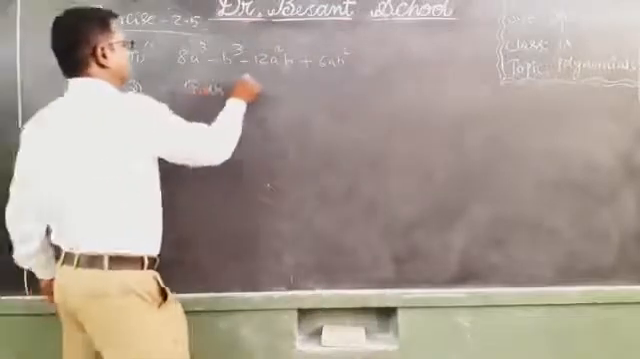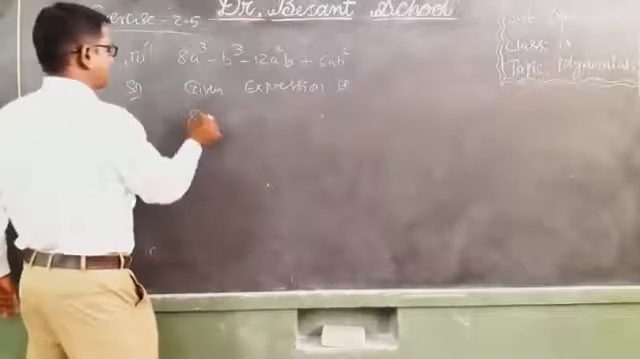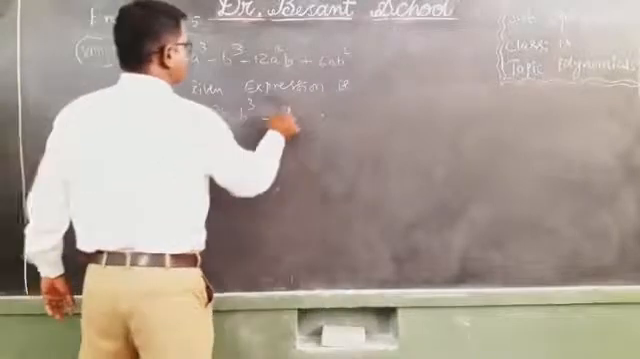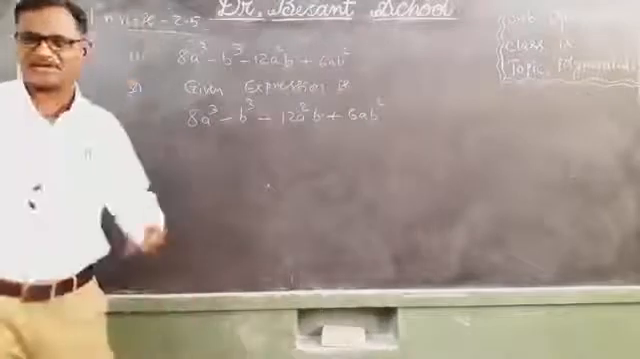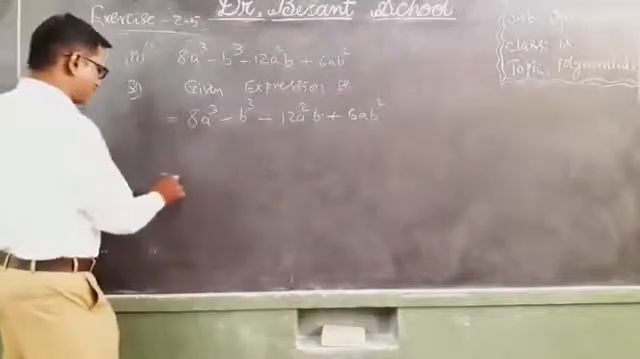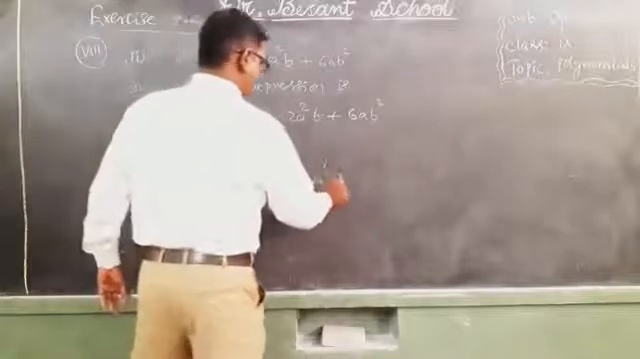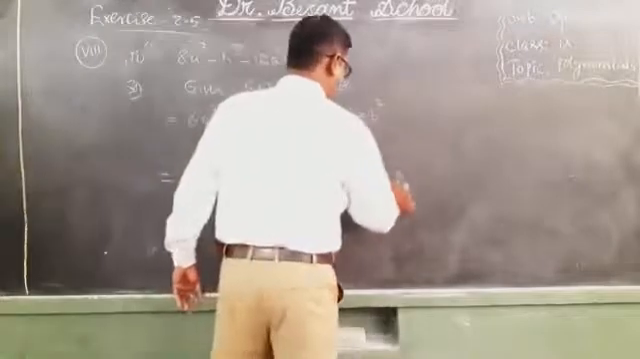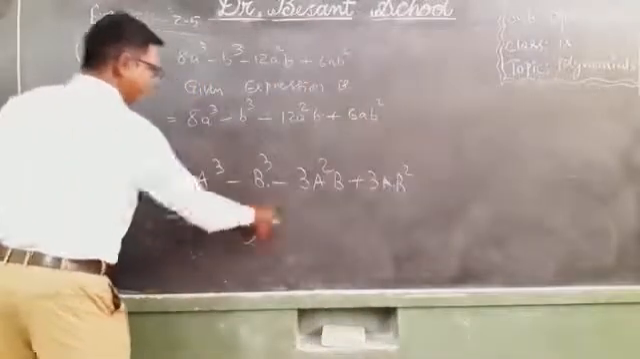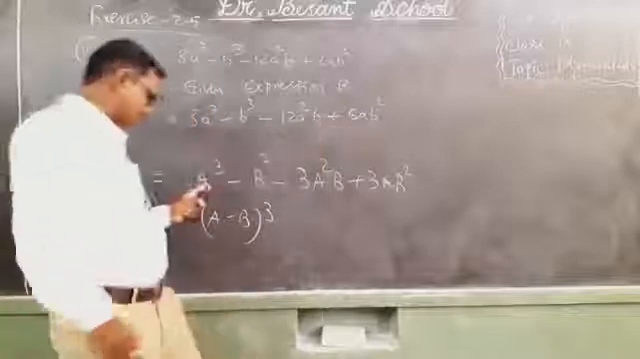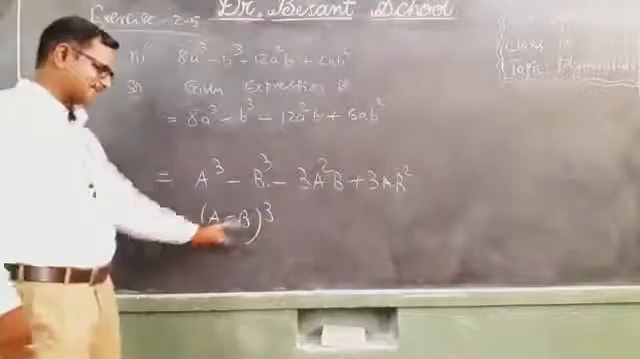So the given expression is 8a cube minus b cube minus 12a square b plus 6ab square. So we have to convert it in the form of a minus b whole cube. That is how we will convert. Once observe, a cube minus b cube minus 3a square b plus 3ab square. In that manner we have to convert it. This also can be written as a minus b whole cube. So this can be converted into this formula: a cube minus b cube minus 3a square b plus 3ab square can be written as a minus b whole cube.